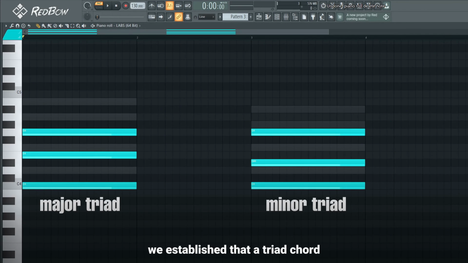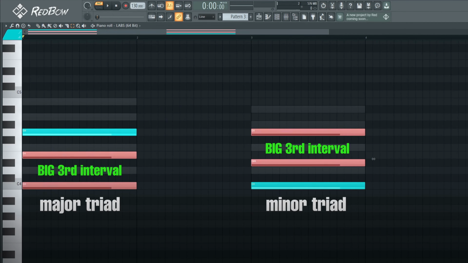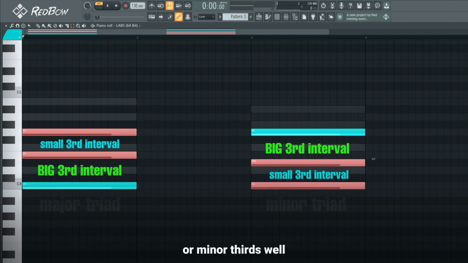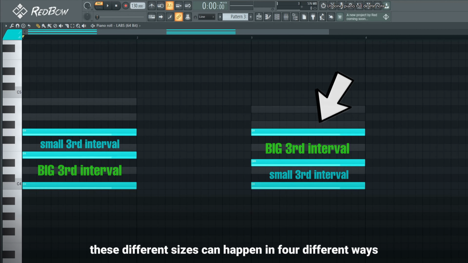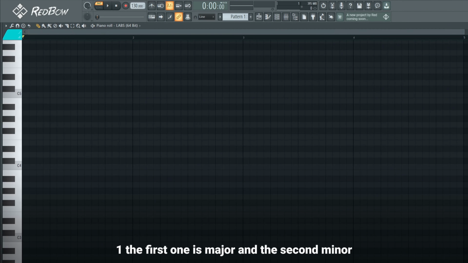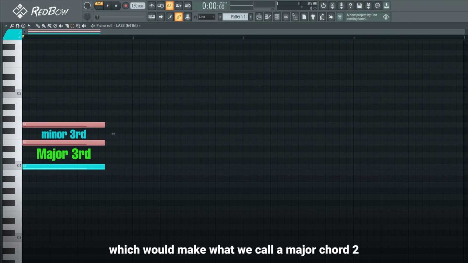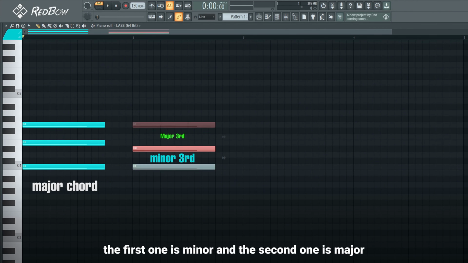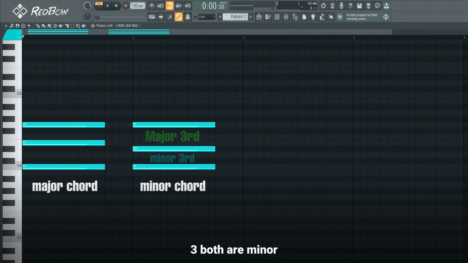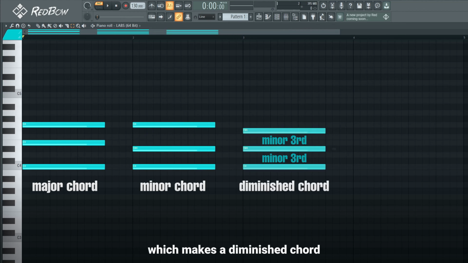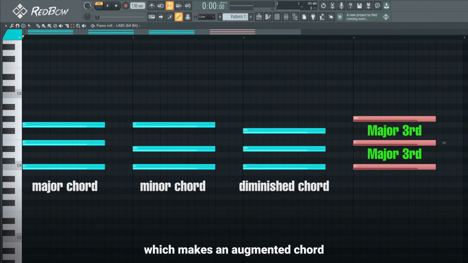Okay, so we established that a triad chord can have either major or minor thirds. Well, these different sizes can happen in 4 different ways. 1. The first one is major and the second minor, which would make what we call a major chord. 2. The first one is minor and the second one is major, which makes a minor chord. 3. Both are minor, which makes a diminished chord. And 4. Both are major, which makes an augmented chord.